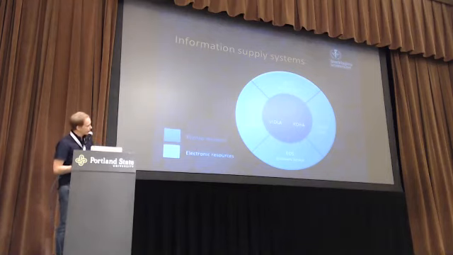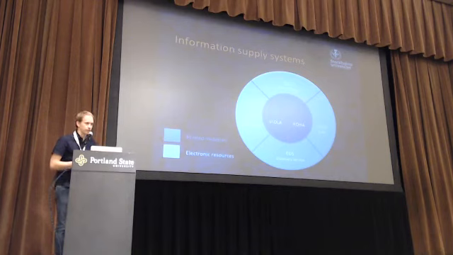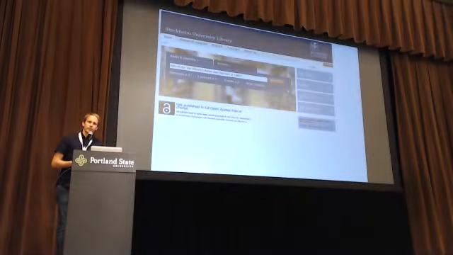And the outer ring is for electronic material. We've separated electronic and print material, so there's no electronic material in Koha, for instance. We've made that as a kind of strategic thing to keep these separate, and this also shows in the way we have interfaces that the users see.